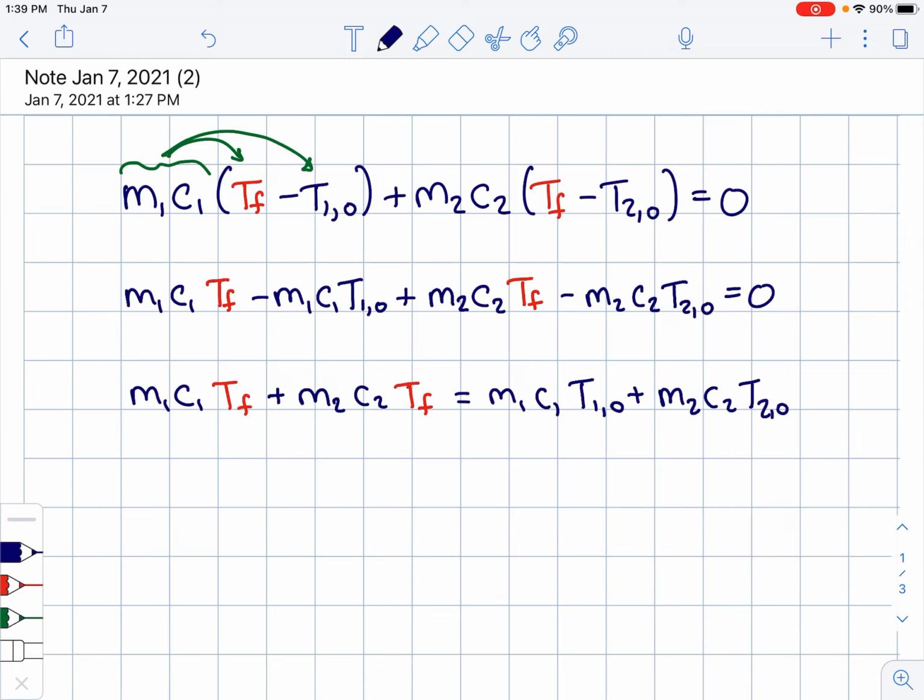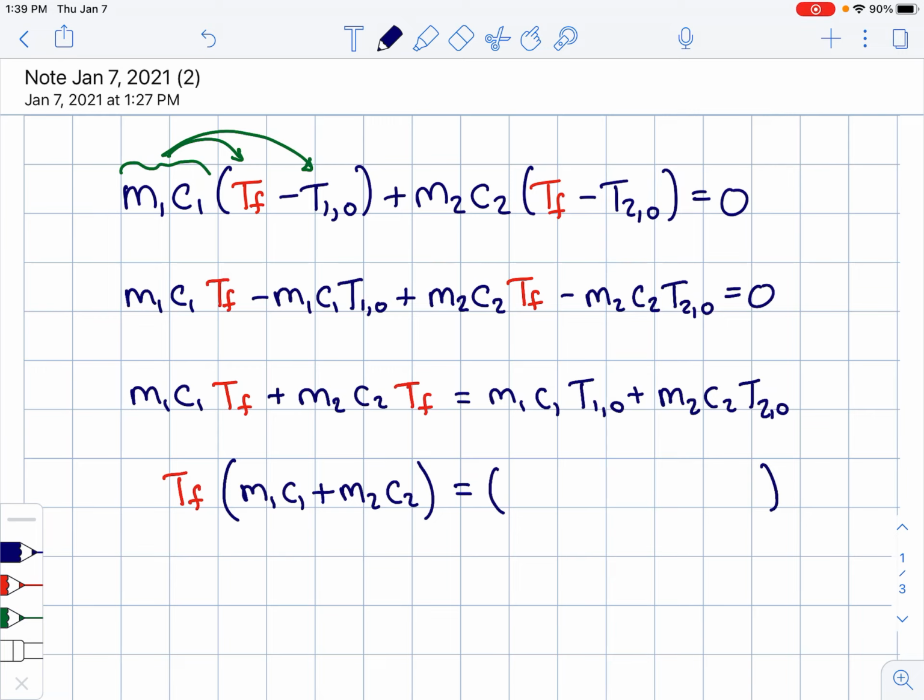What I can do on the left-hand side is I can factor out T final. So I'm going to have T final. When I factor T final out of this expression, I'm left with m1 c1. And then when I factor T final out of this expression, I'm left with m2 c2. That's the left-hand side, and that equals this big mess on the right-hand side.